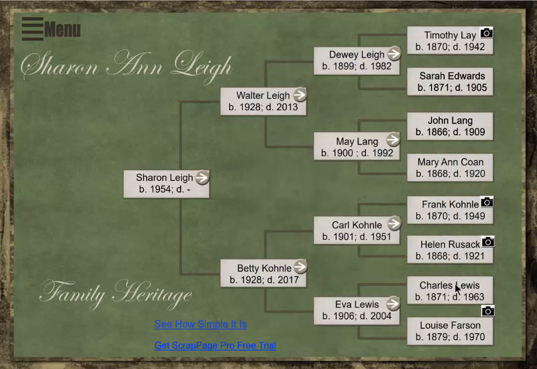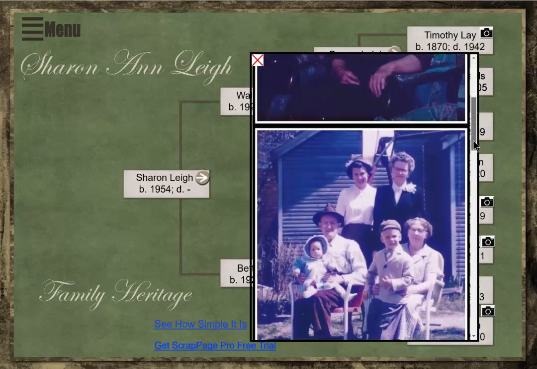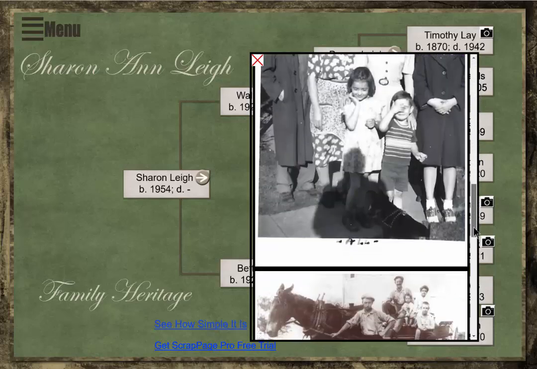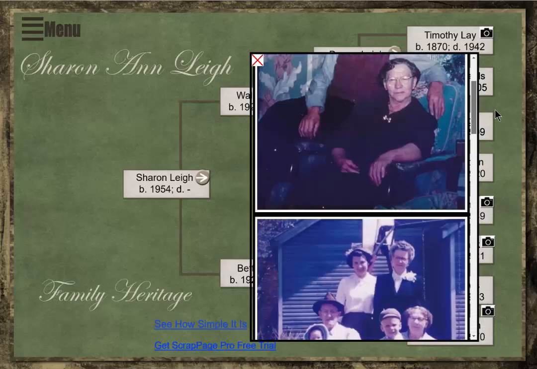And down here for Charles and Louise, I set that one in the middle because it's the same scroll bar or same photo for each of them. I bring them up and you'll see that there are scrolling photos of them in their various stages of life.